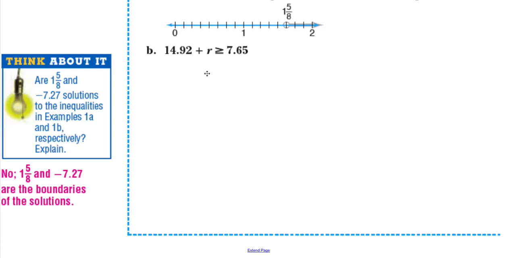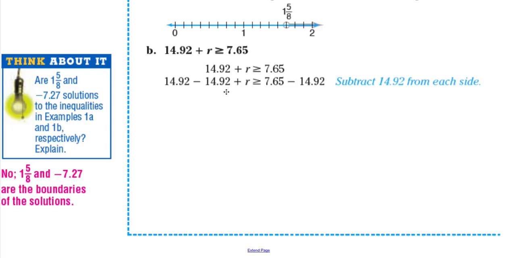So we need to subtract 14.92 from each side of the equation, from the inequality, I'm sorry. Doing so, we isolate R. We end up with R is greater than or equal to negative 7.27, after getting the difference of 7.65 and 14.92.